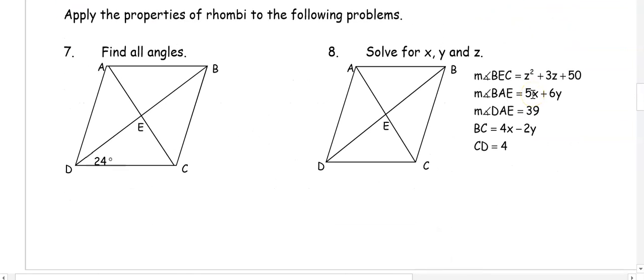So in number 7, we want to find all of the angles. So as we just said, we know that they are perpendicular diagonals. So we have 90-degree angles at all of the centers. We also know that the opposite angles are bisected. So they're all going to be congruent. So if this part is 24, they're all 24. Then to find our last angle, we can do 180 minus 90 minus 24 to get that these bisected angles are all going to be 66 degrees.